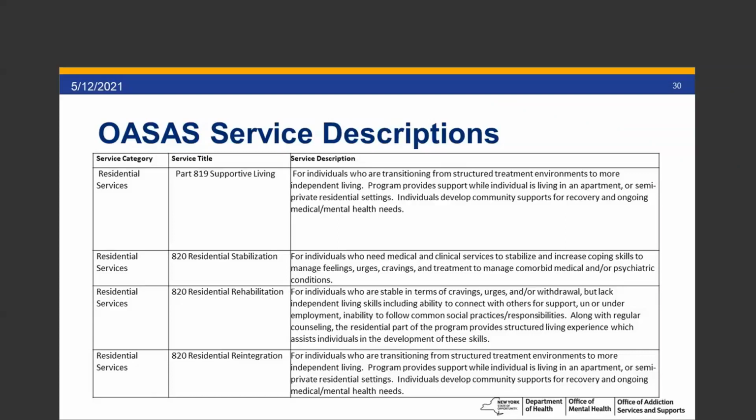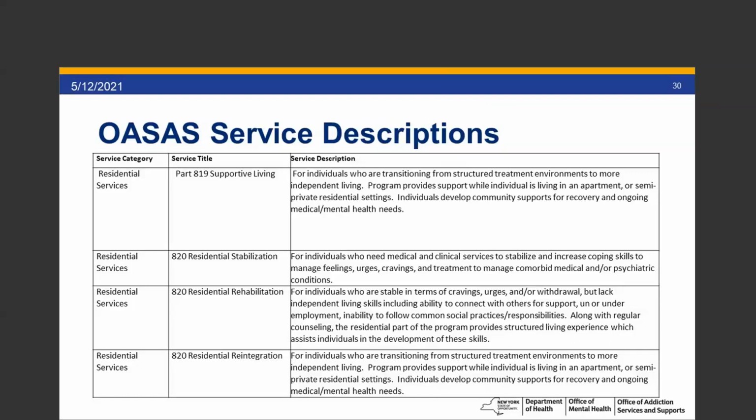Another form of residential services is our 820 residential services. So this option is a variation of 819, and we've really focused on it, especially with the opioid epidemic, for individuals who still need medical and clinical services, and they need to be stabilized. And they are focusing on increasing their coping skills and how to deal with the cravings that they might be experiencing. It also was made to identify when people perhaps don't have a supportive living environment, but it's not as intensive as a hospital level of care.